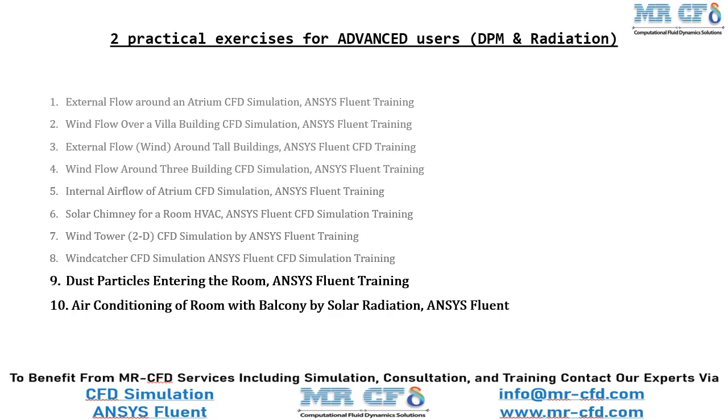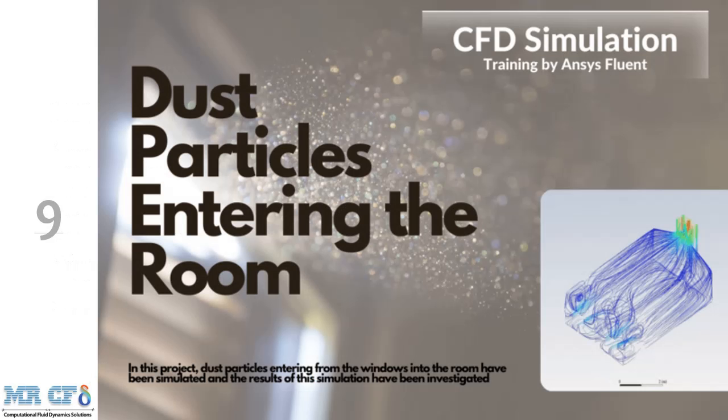Now it's time to focus on the more advanced practical exercises for more professional users. We applied the DPM for modeling the dust particles spreading in a room. In this project, number 9, numerical simulation of dust particles entering from the windows into a room has been done using ANSYS Fluent software. The dust particles enter the building at a speed of 0.25 meter per second, and the house's sedimentation and dust movements are depicted.